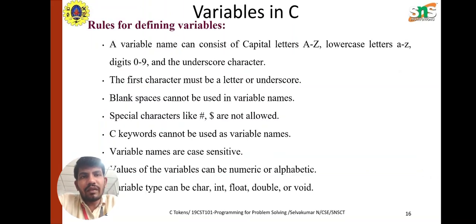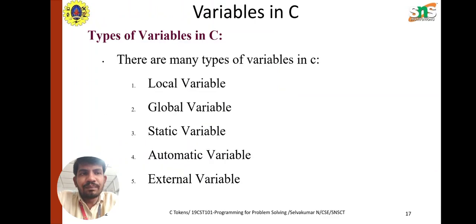Rules for defining a variable: a variable name can consist of capital letters A to Z, lowercase letters a to z, digits 0 to 9, and the underscore character. The first character must be a letter or underscore. Blank space cannot be used in variable names. Special characters are not allowed, and C keywords cannot be used as variable names. Variable names are case sensitive, and values of variables can be numeric or alphanumeric. Variable types can be char, float, double or void.